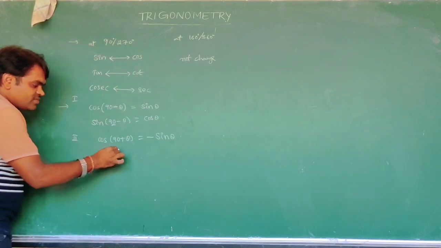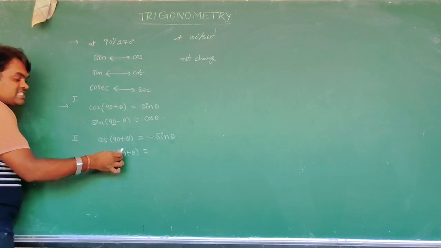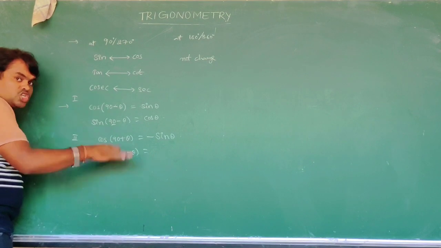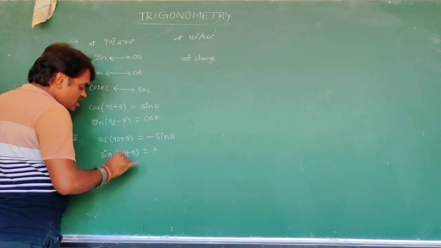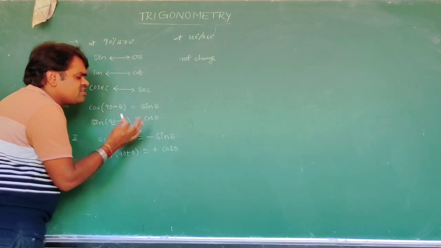Sin 90 plus theta. Sin will be positive in the second quadrant. 90 will be there, so the function can be changed. Keep this in your mind, it is very, very important.